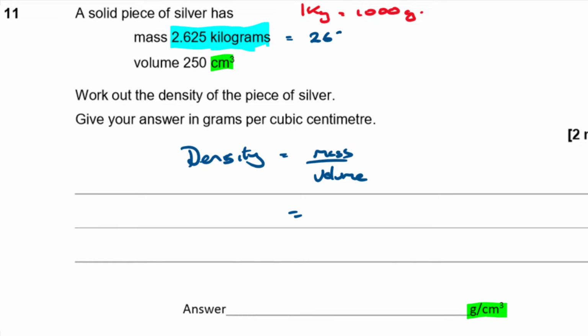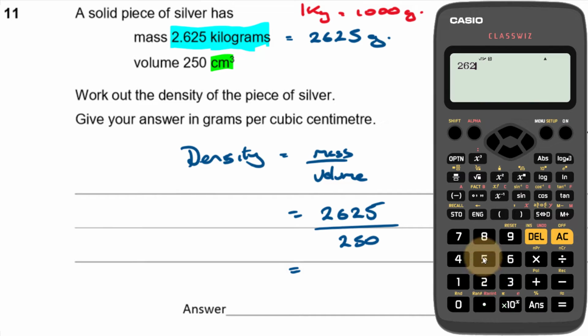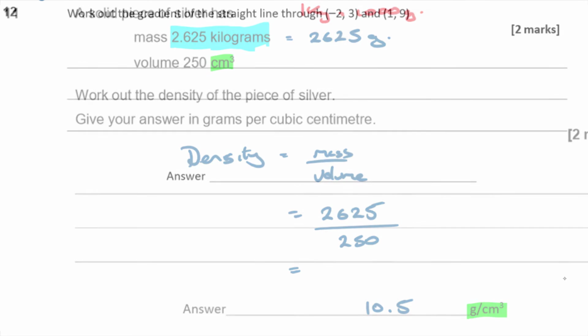So that is 2,625 grams. Okay, so then sub in my newly converted mass into the formula. I'm going to get 2,625 divided by my volume of 250. So what's that then? 2,625 divided by 250 comes out to be 10.5. So it's going to be 10.5 grams per cubic centimeter.